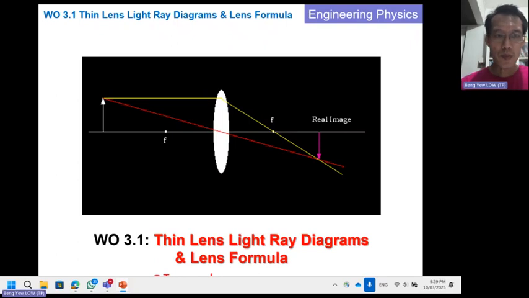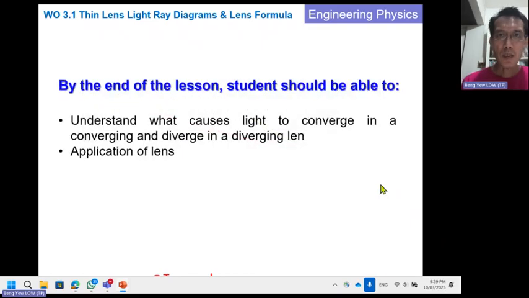In this video, we'll learn about thin lens. By the end of the lesson, students should be able to understand what causes light to converge in a converging lens and diverge in a diverging lens. We will also discuss applications of lens.